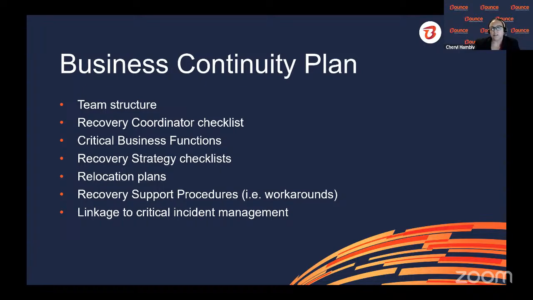Critical business functions, you want a list of critical business functions. You want to be able to pull out and go, what do I need to focus on? What needs to be brought up and running to make sure that you've got your functions back up and running. You can operate as the school again. So having a list of critical business functions is going to be really important. Recovery strategy checklist. So as we talked about previously, if you lose IT, if you lose access to building, if you lose access to supply chain, having a recovery strategy checklist built into your plan is going to be really important. Relocation plans.